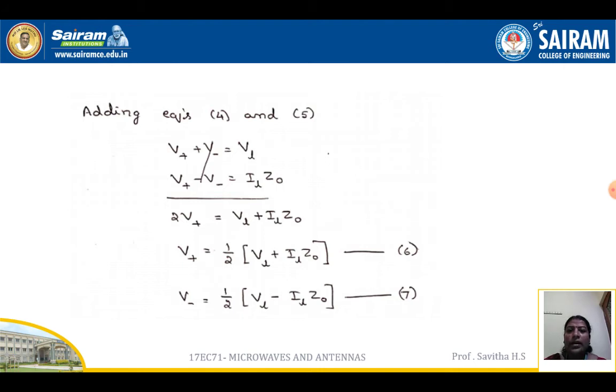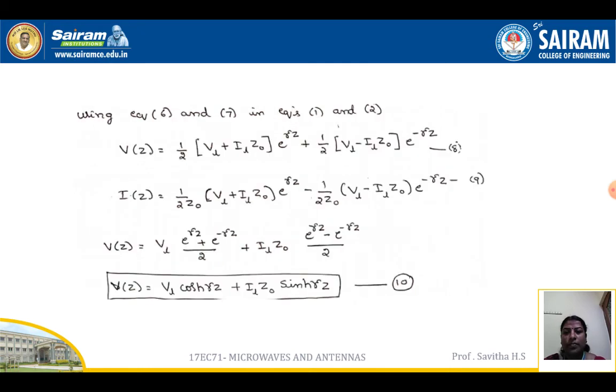Adding equations 4 and 5, the terms V- and minus V- get cancelled. So 2V+ is equal to VL + IL Z0. V+ is equal to 1 by 2 (VL + IL Z0), and V- is equal to 1 by 2 (VL - IL Z0).